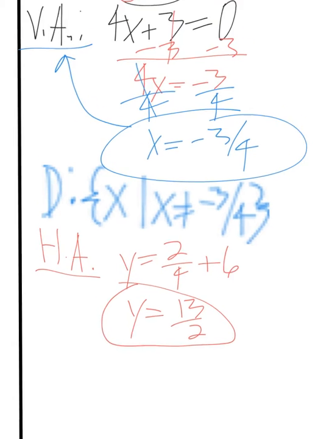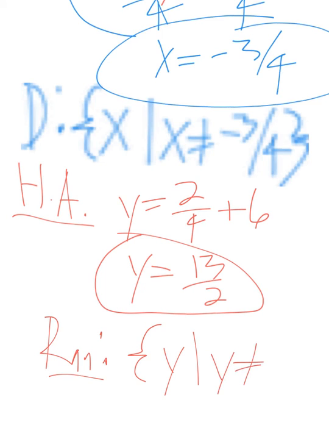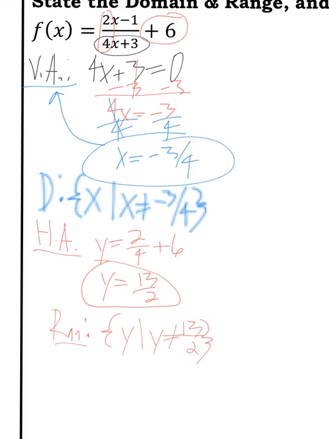So my horizontal asymptote is at y equals 13 over 2, so my range is just going to be y is in all real numbers such that y cannot equal 13 over 2. So that's literally all we had to do, just combine those. If this were a minus 6, I would have put a minus 6 there. I'm not flipping any signs or anything.